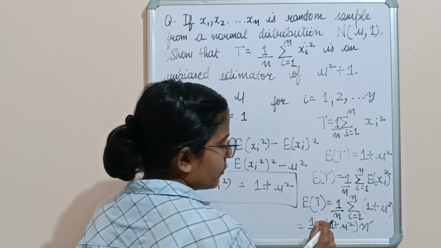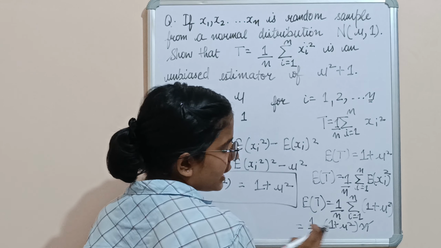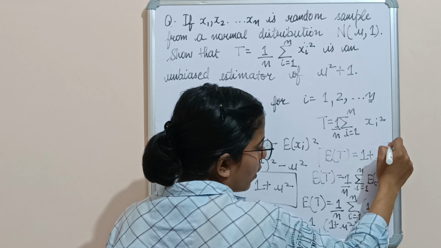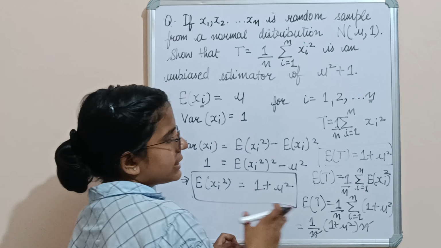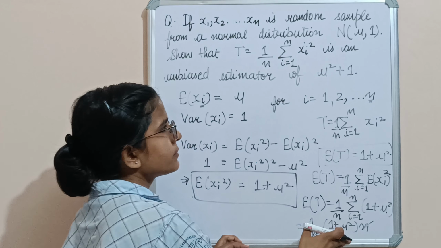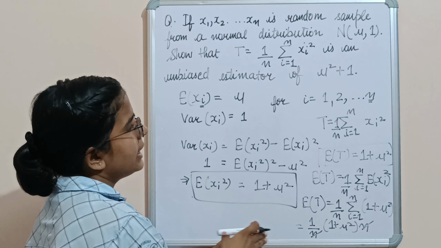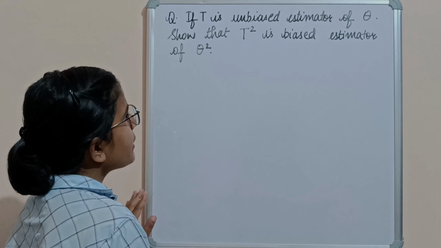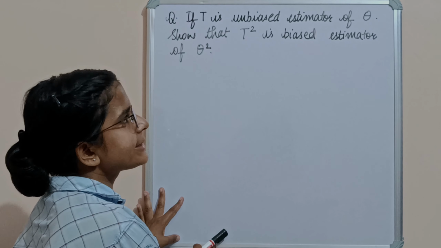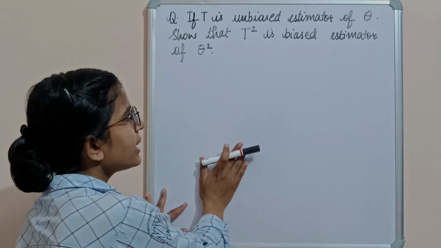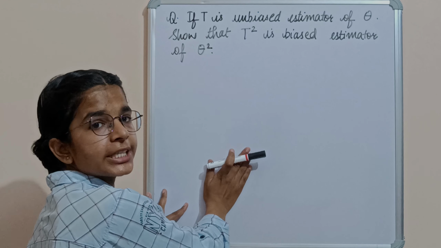And n will get cancelled out. And our expectation of T will be equal to 1 plus mu square. And now that this holds, we can say that T is an unbiased estimator of 1 plus mu square. So hence, our next question is, if T is an unbiased estimator of theta, show that T square is a biased estimator of theta square.